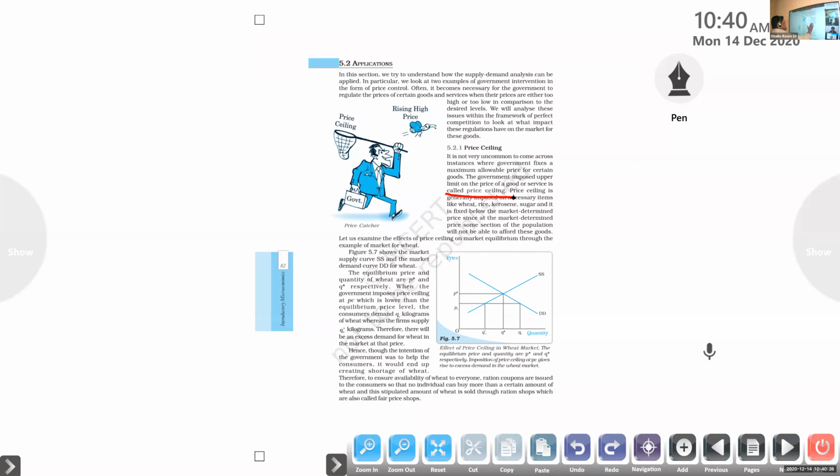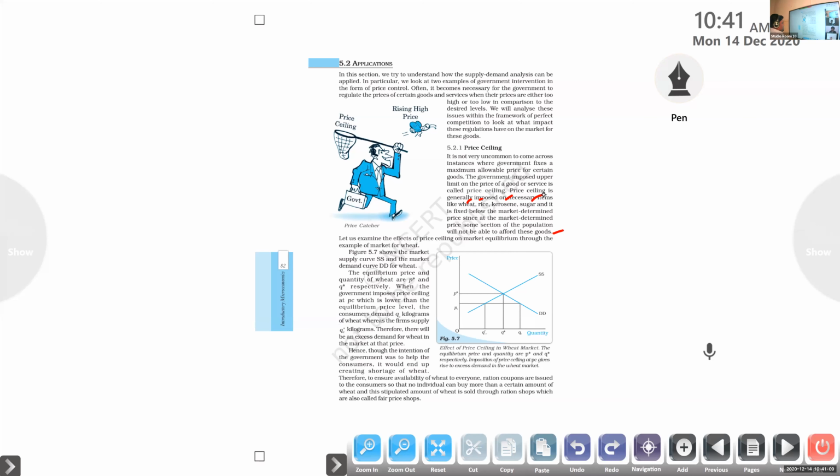Price ceiling is generally imposed on necessary items like wheat, rice, kerosene, sugar, and it is fixed below the market determined price. Since the market determined price is high, some section of the population will not be able to afford these goods. Sometimes the government will seal the price of necessary items. You can see here wheat, rice, the base food items for Indians, kerosene, the fuel, sugar also necessary. It is always fixed below the market price.